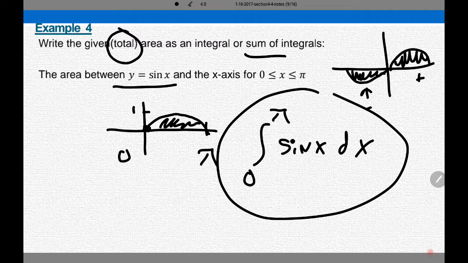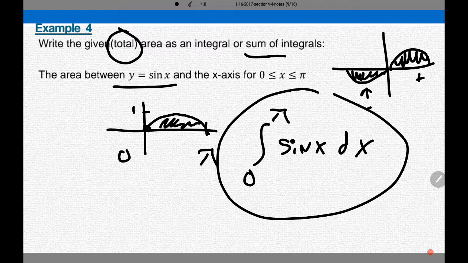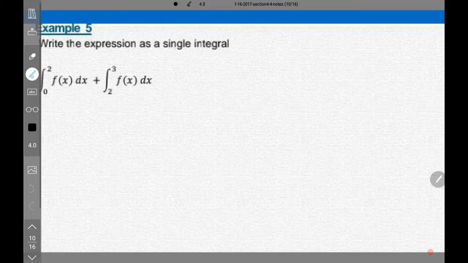Again, sometimes there's going to be pieces below, sometimes there's pieces above that you have to combine, and that's where you're going to have to think a little bit harder, and it's going to be a little trickier to work out, but it's not too bad.